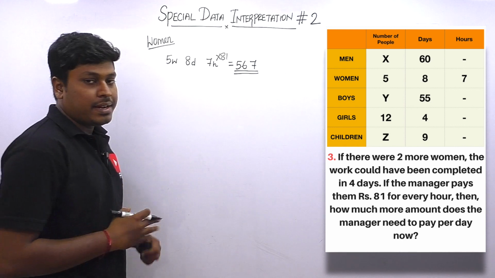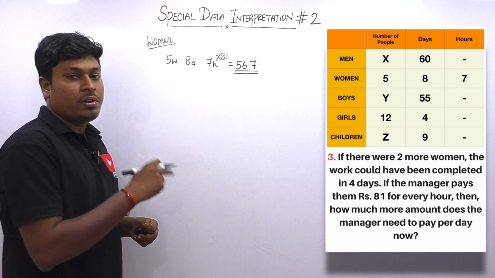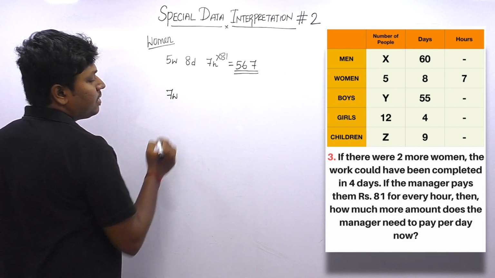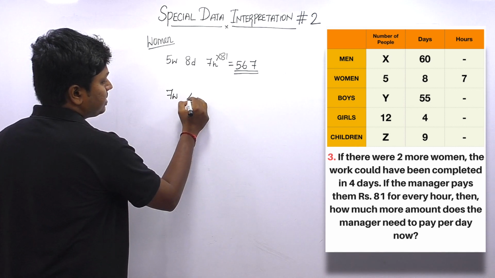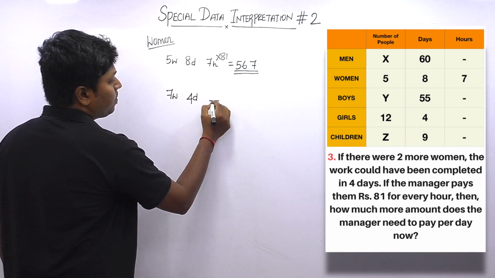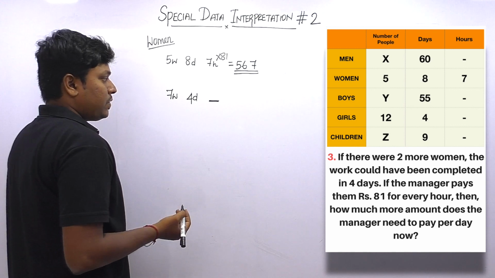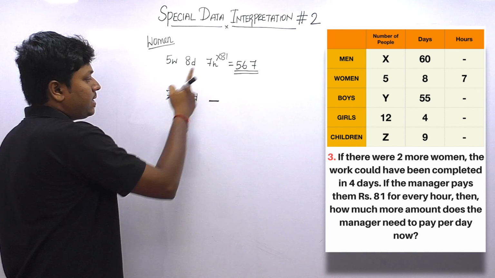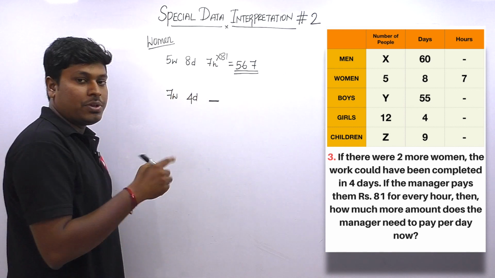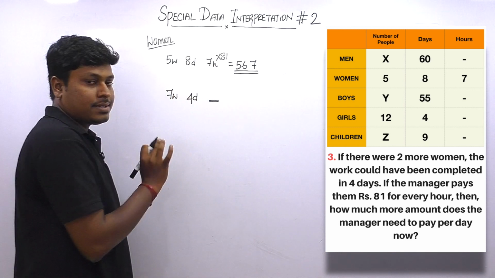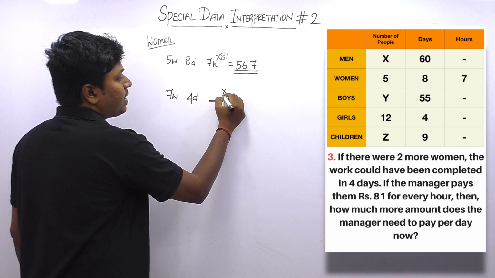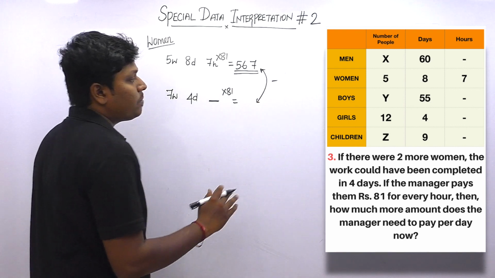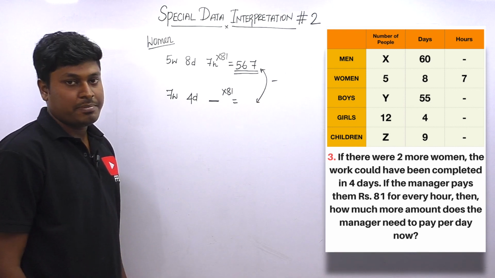Now let me move on to the condition. So what they are saying is if 2 more women are added, then it becomes 7 women and the work is completed in 4 days. So 4 days, but we don't know how many hours it takes. So let me do one thing. We can use a formula here, P1 D1 H1, P2 D2 H2. By using that formula we can find these hours. After finding the hours, we can multiply by 81 so that we can find the difference, which means how much more money a manager has to give per day, right?